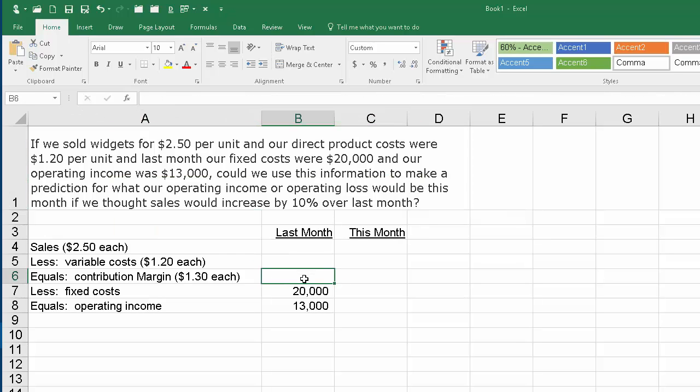Now that means we can force this number by adding the fixed cost to the operating income. Let's add this here, that plus this. Okay, and now we know that contribution margin was $33,000 last month.